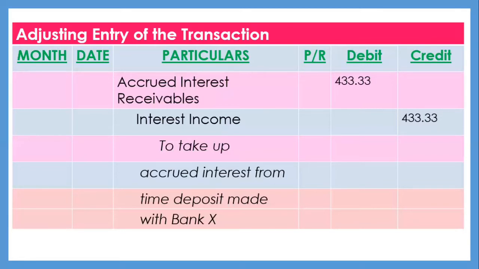Okay? And like I said earlier, we may not write the word accrued, so you may write interest receivable only instead of accrued interest receivable. But again, I would like to reiterate, for the purpose of illustration, we need to include the word accrued because it will serve as a reminder for us that the adjusting entry will be subject to reversal entry later. Okay, so this is all about accrued income.